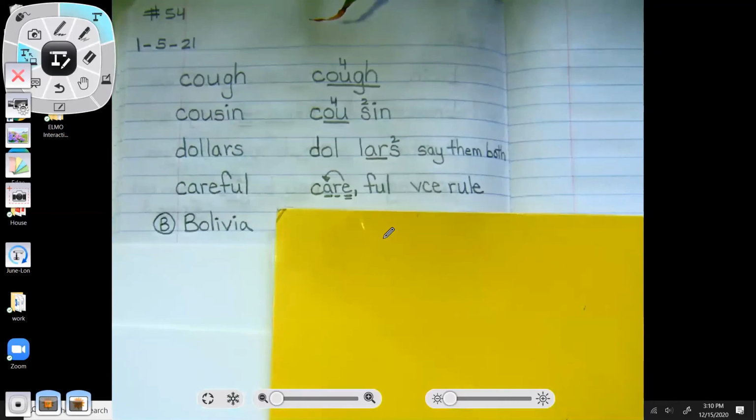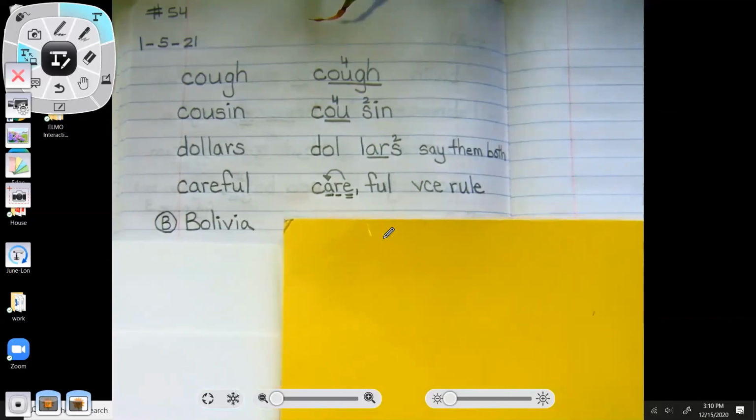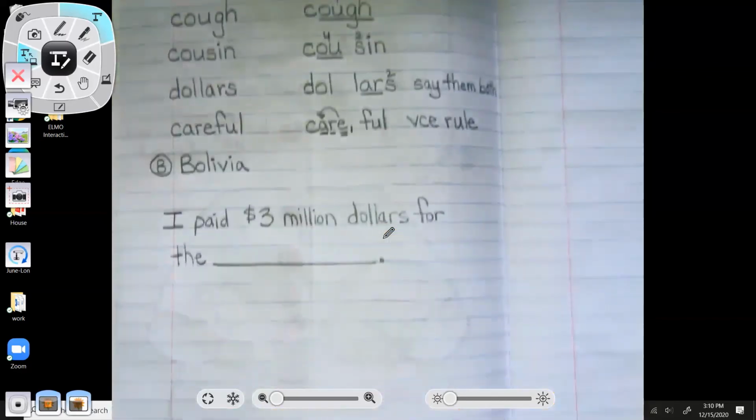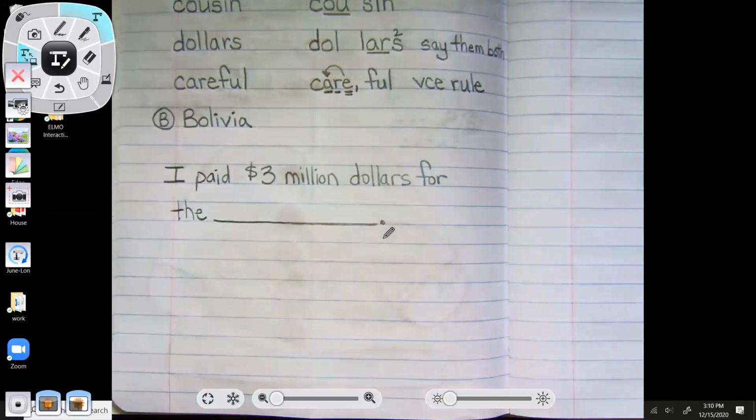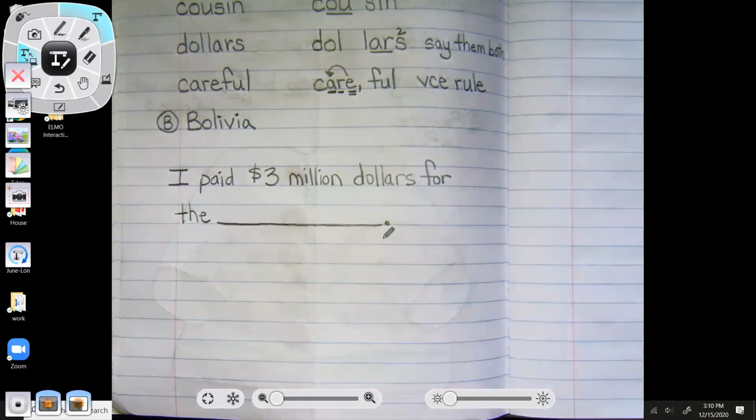All right, scholars, that wraps up our words. If you would like to have an optional enrichment activity for your own enjoyment, you could fill in an answer to this. I paid $3 million for the blank. And maybe to make it a little fun, a little silly, what might be something that would be very strange to pay $3 million for? Maybe it's something that's normally quite cheap and you paid $3 million for it. Could be quite exciting. Remember, this part is optional enrichment. If you'd like to just have a little creativity and a little fun, I've been enjoying doing that with mine. You can check out my sample photo of this page in the post.